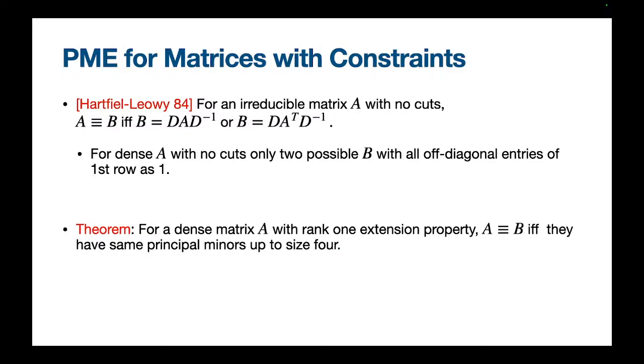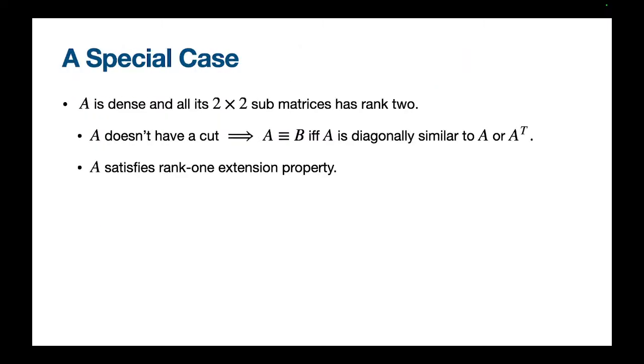Now we use these two results to give an algorithm for principal minor assignment for matrices which are dense and satisfy this rank 1 extension property. In this talk, I will talk about a very special subcase, which says that the input matrix is dense and all its 2 cross 2 submatrices have rank 2. Note that this is also the property satisfied by any random matrix with high probability, because a 2 cross 2 submatrix will have non-zero determinant, so it will have rank 2.